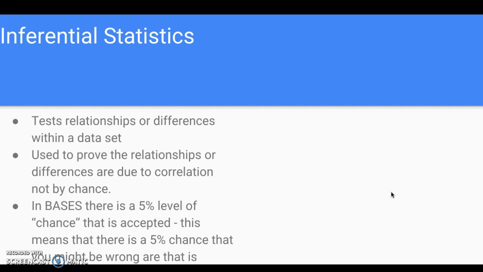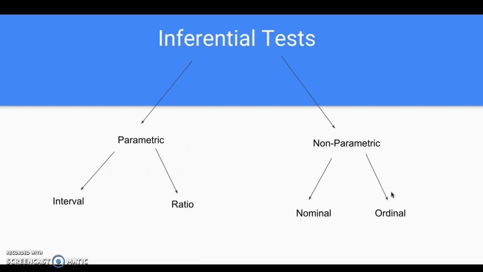In this, there is a 5% level of chance that is accepted. This means that there's a 5% chance that you might be wrong. Then inferential statistics is shown over here. There are two types, parametric and non-parametric. Parametric splits off into two branches, interval and ratio, whilst the non-parametric is nominal and ordinal.